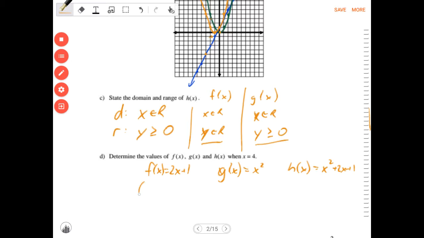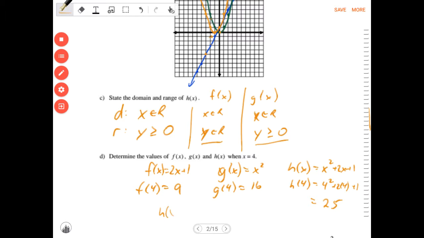Okay, so f of 4 then, just put the 4 into there, so 2 times 4 plus 1, well, that's 9. So g of 4 would be 4 squared, which is 16. And then h of 4 would be 4 squared plus 2 times 4 plus 1. Okay, well, let's see. 4 squared is 16. 2 times 4 is 8. 16 and 8 makes 24. Plus 1 is 25.